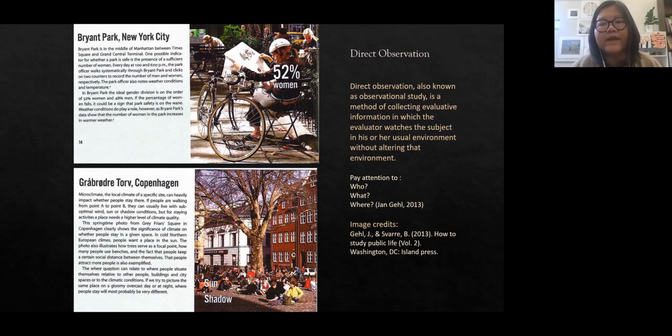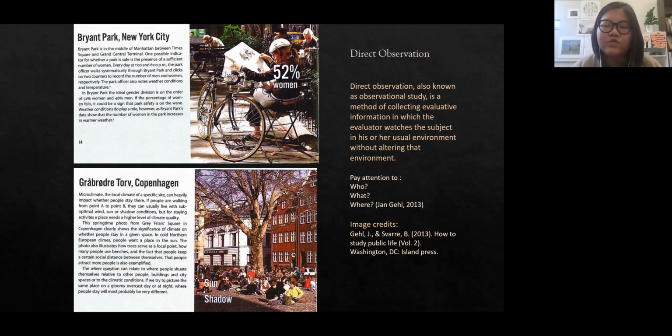But you should really pay attention to who, what, and where. This is according to Yang Gao, a very famous urban designer. He wrote this book, How to Study Public Life, and you can actually retrieve it online. They have a free digital version.